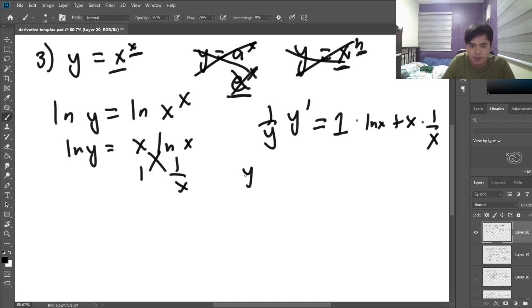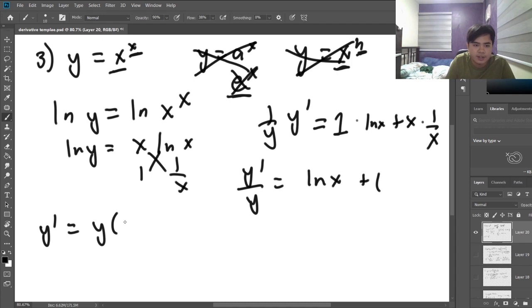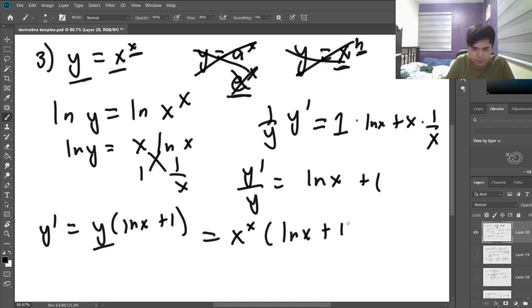So we get y prime over y is equal to ln x plus 1. And then we multiply y on both sides. So we get y prime is equal to y times ln x plus 1. So after this, we can substitute y here for the y here, which is x to the x. So we get x to the x times ln x plus 1. Believe it or not, that is the answer.